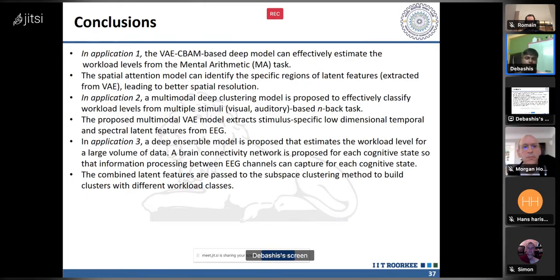In application 1, we used the VA and CPFMS model to estimate the MA task, melter, and click task. In application 2, we used a deep clustering model for multiple stimuli with the NVAC task. In application 3, we used the deep ensemble model for estimating workload. We also identified the brain connectivity network to capture how the brain dynamics or the underlying brain networks are processed for each of these states.